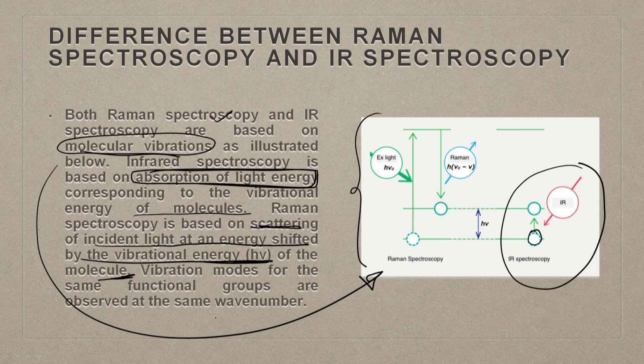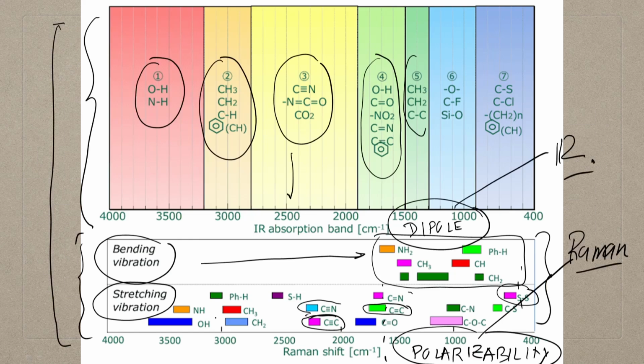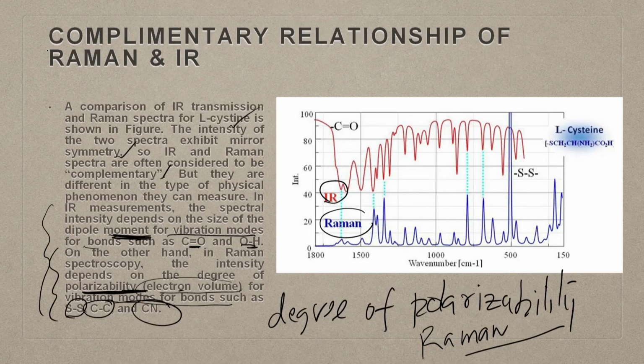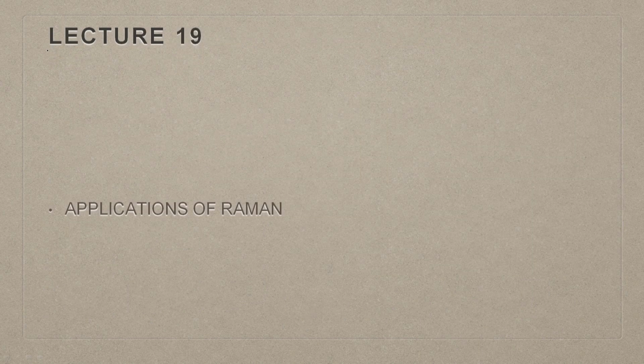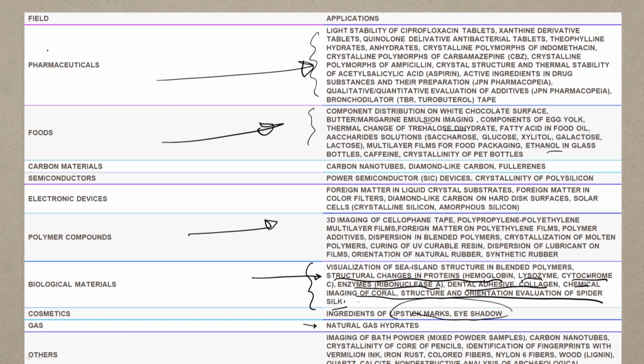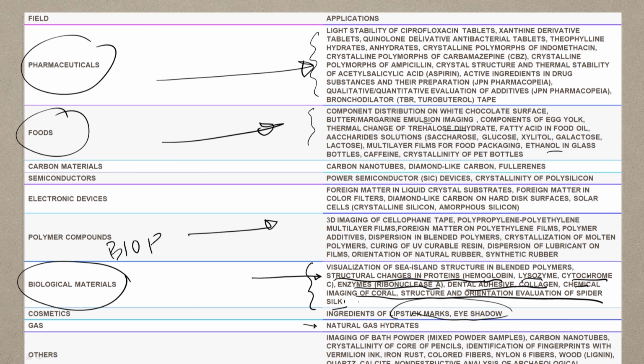From there we moved on to a comparison between IR and Raman spectra. Then we talked about the comparison of homonuclear and heteronuclear distribution using Raman and IR spectroscopy. Then the complementary relationship between Raman and IR. And then we moved on to the applications of Raman in the pharmaceutical industries, food industries, as well as in biological materials and biopolymers.